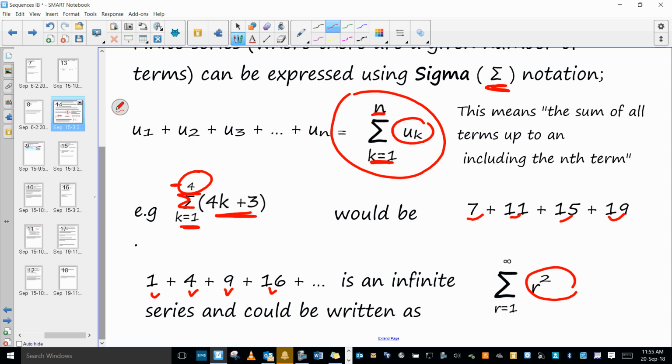As I say, it's really just a different way of writing it. Sigma notation can pop up at any point. The key thing to remember is that it means the sum of.